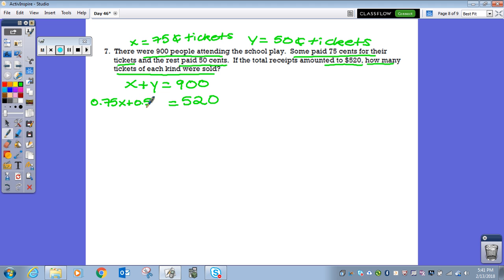Another type of ticket is 50 cents. So we're talking about maybe better seats. Maybe that's why those are 75 cents instead of 50 cents, or maybe as it got closer to the play, they lowered the price of the tickets, and that's why some cost 50 cents. And so that's why there are two different prices for the tickets.